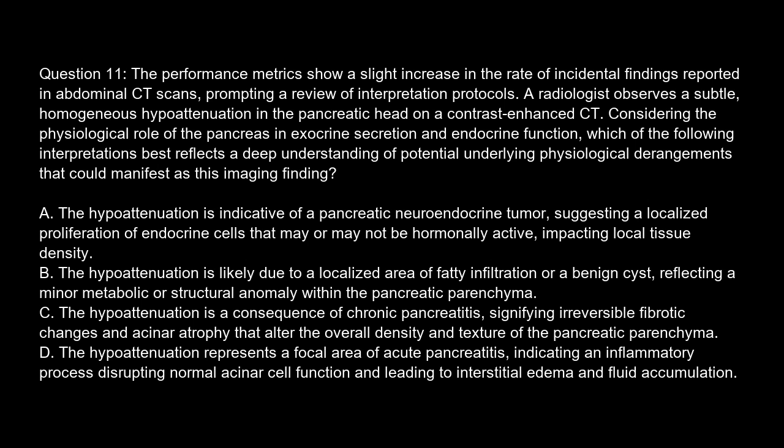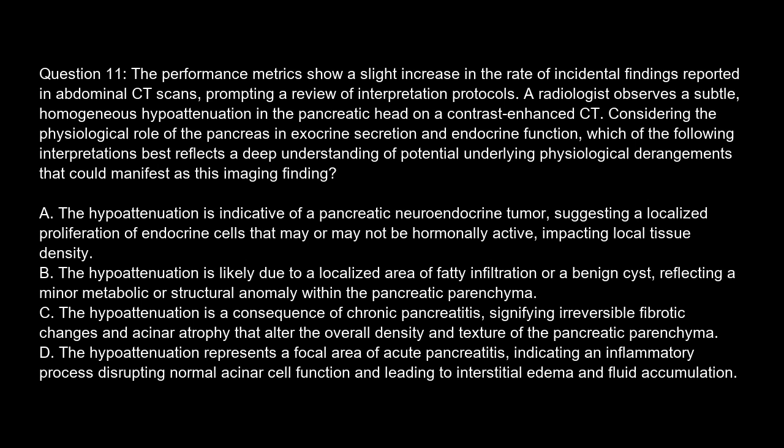Option A. The hypoattenuation is indicative of a pancreatic neuroendocrine tumor, suggesting a localized proliferation of endocrine cells that may or may not be hormonally active, impacting local tissue density. Option B. The hypoattenuation is likely due to a localized area of fatty infiltration or a benign cyst, reflecting a minor metabolic or structural anomaly within the pancreatic parenchyma. Option C. The hypoattenuation is a consequence of chronic pancreatitis, signifying irreversible fibrotic changes and acinar atrophy that alter the overall density and texture of the pancreatic parenchyma.